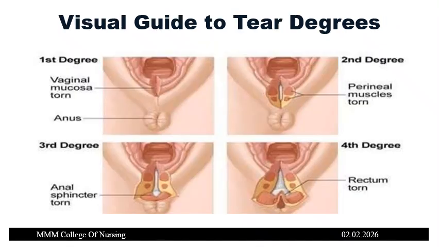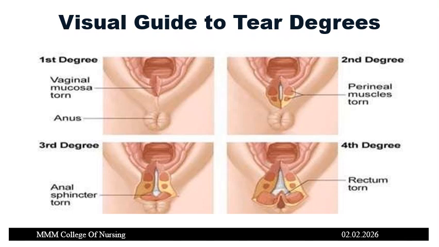We'll move on to the visual guide to the tears. If you can see here, this is the first degree vaginal mucosal tear. So this is the vagina, and here only the skin is involved. This is the second degree perineal tear, where the muscles are involved. The dots are the muscles. Perineal muscles are involved.